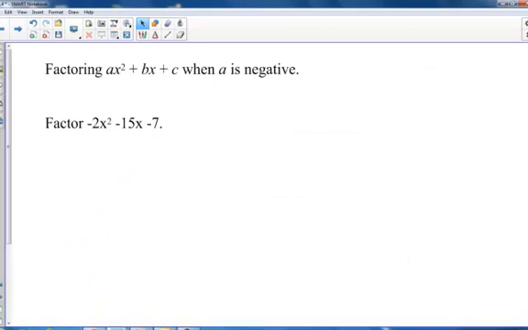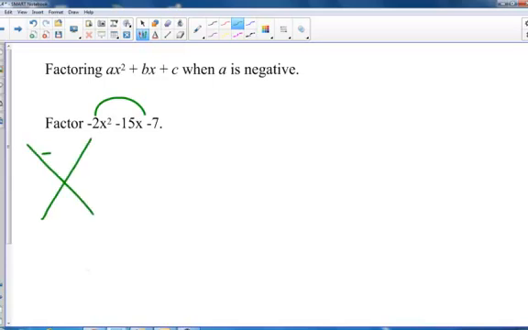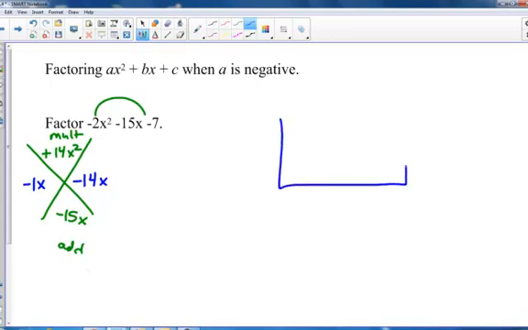Okay, let's try this one. So negative 2x squared times negative 7 is a positive 14x squared. And it's going to add to give negative 15x. So I actually already know that this is going to be negative 1x and negative 14x. Two negatives multiply to give you a positive and add to give you a negative. You could make a factor tree if you need to.